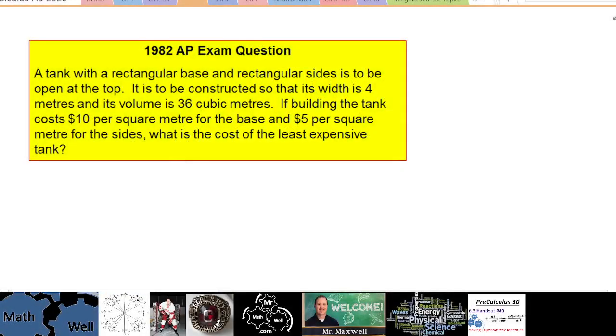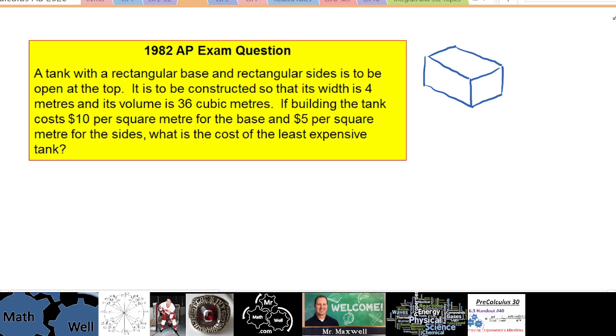All right. So in this AP exam question, this is from an old AP exam, but this is a good question to show you because there's a bit of a wrinkle in here. Let's read the question. A tank with a rectangular base and rectangular sides is to be open at the top. Okay, so right away we have, you can draw this right here. You've got a rectangular top and bottom and sides. Don't know if it's a square bottom. It could be, but we don't know that for sure, so we're going to just draw it like that.